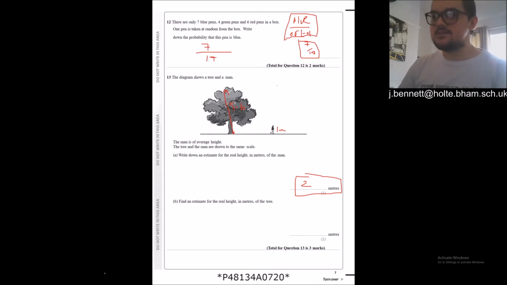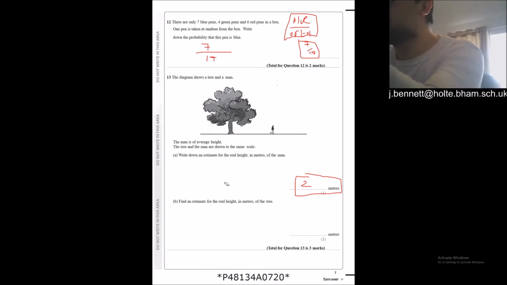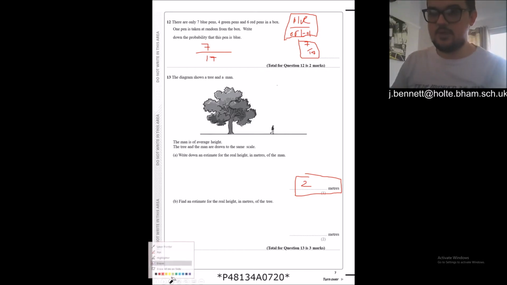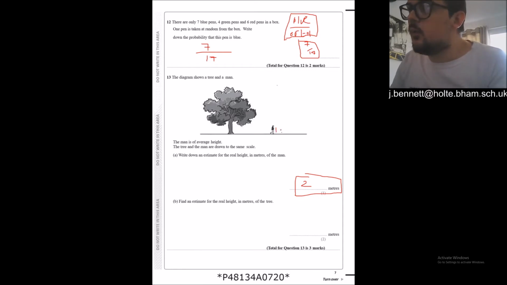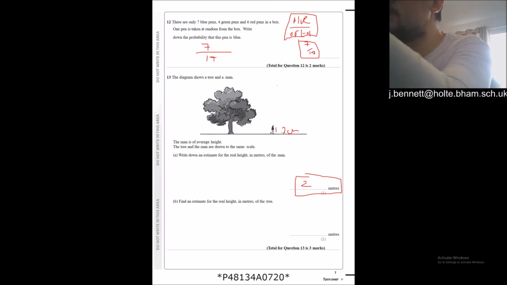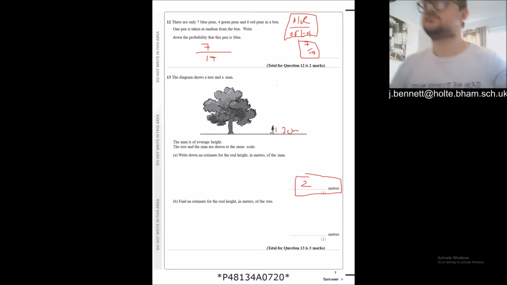In fact, let me answer this question again, but this time I'm going to be absolutely exact. I'm going to be painfully exact. If I measure the little man, his height is 1.2 centimeters. That may be where we're losing our marks. So 1.2 centimeters, and then our tree is 6.4.